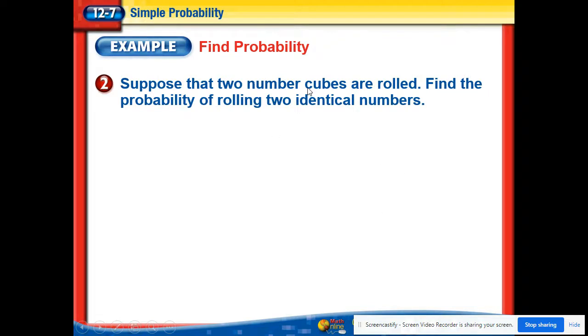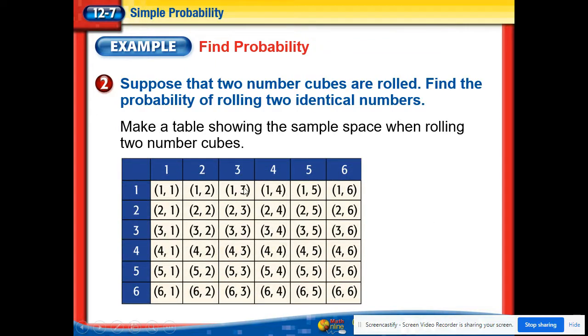Now, what if we roll 2 number cubes? So 2 dice. Find the probability of rolling 2 identical numbers. First and foremost, we have to know what's the possibilities. What could we roll? We could roll a 1 and a 6, a 2 and a 6, a 3 and a 6, a 4 and a 6, a 5 and a 6, a 6 and a 6. Well, then we could roll a 2 and a 1, and a 2 and a 2, and a 2 and a, all these different possibilities. So sometimes it helps to go ahead and have a chart that we put out. And these are all the different possibilities of rolling a die.